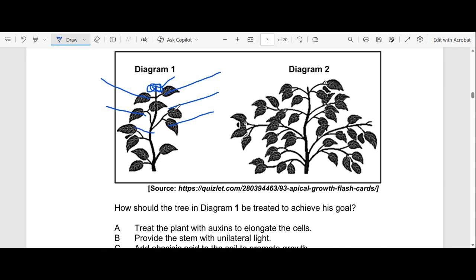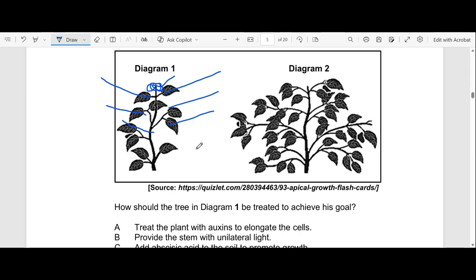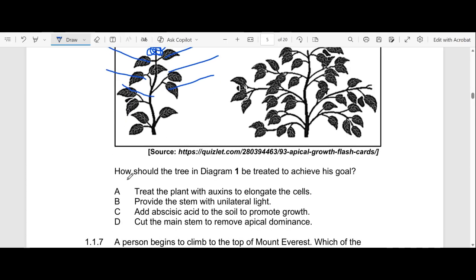This is used by farmers most of the time so that it's easier for them to pick fruits from the top of the tree, right? So let's continue. I already gave you a hint. Let's go to the question.